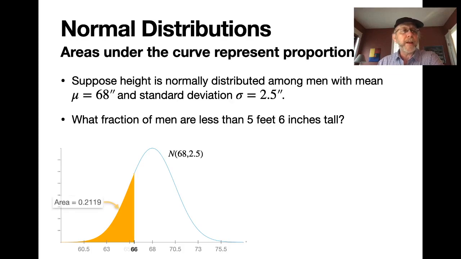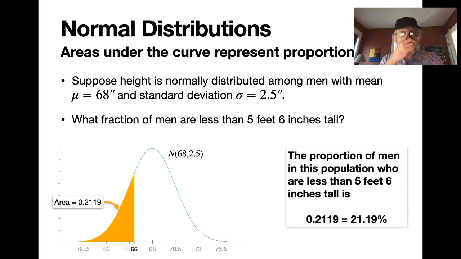It turns out that that area is 0.2119. So what we can say is that 21.19% of men are less than 5 feet 6 inches tall. Again, areas under the curve represent proportions of the population.